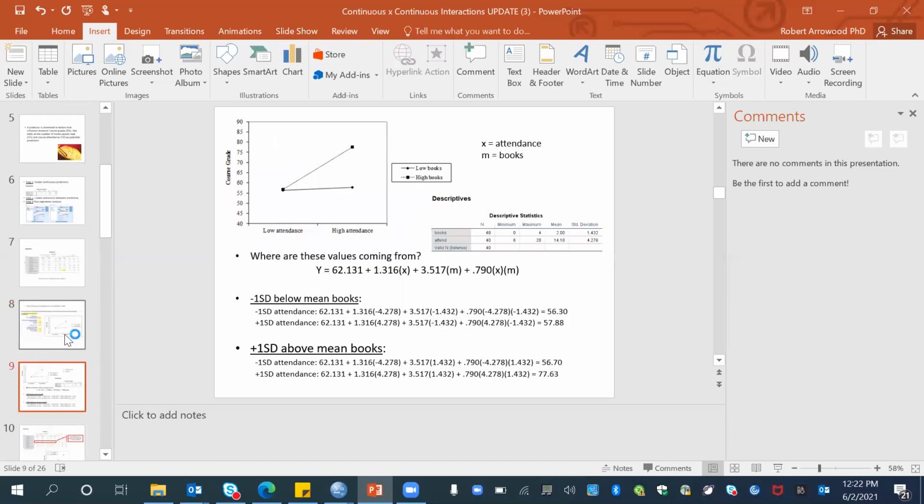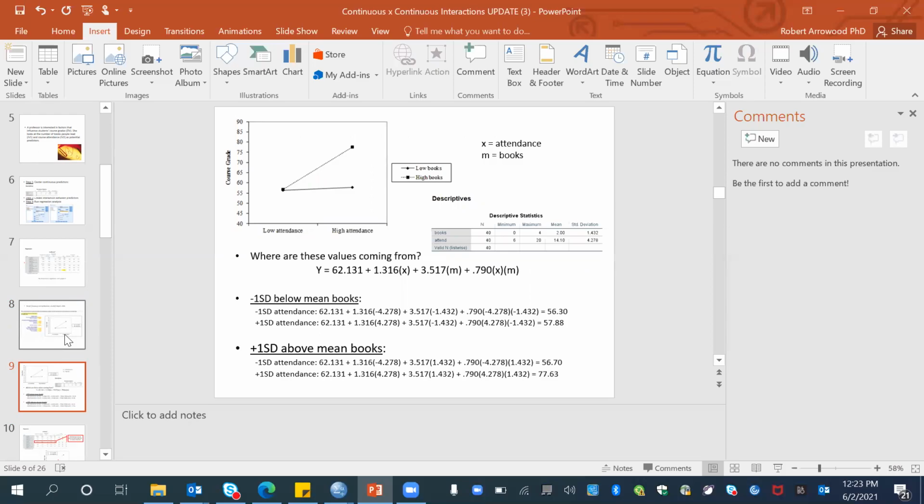So we've graphed it at this point. And we know, yes, this is the interaction that we're looking at. We can see there's this fanning behavior that's happening between low attendance and high attendance and low books and high books. So the question now becomes, what is significant here? Where are the significant differences happening?